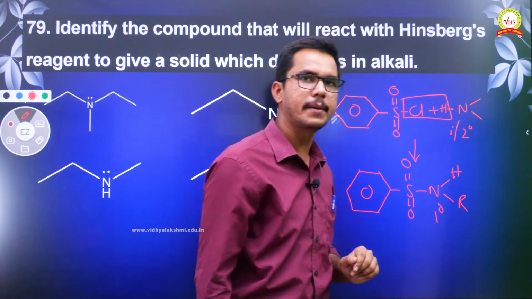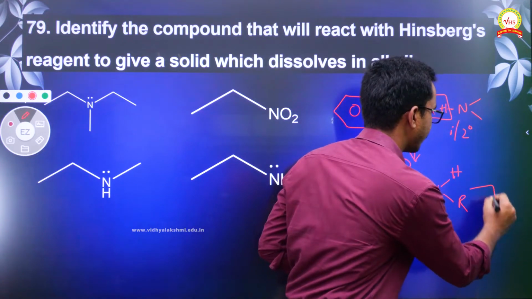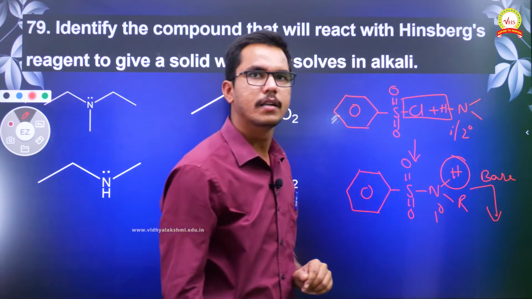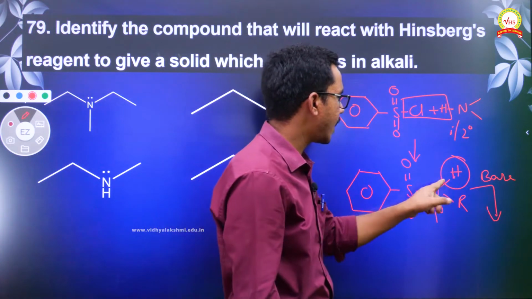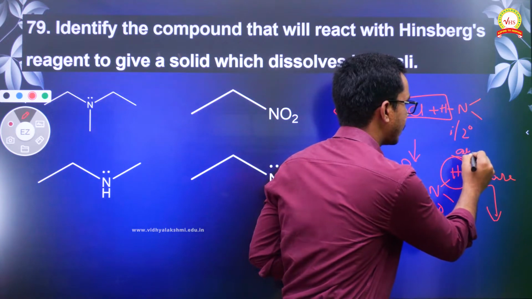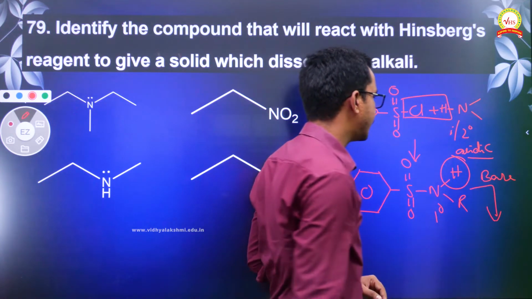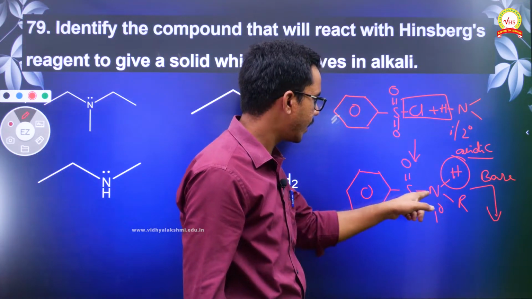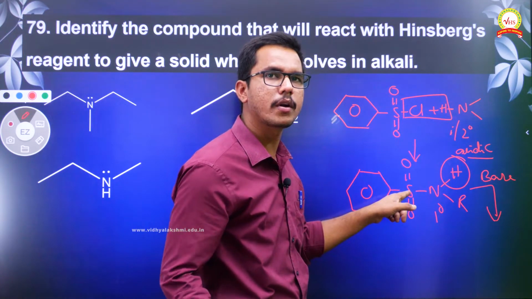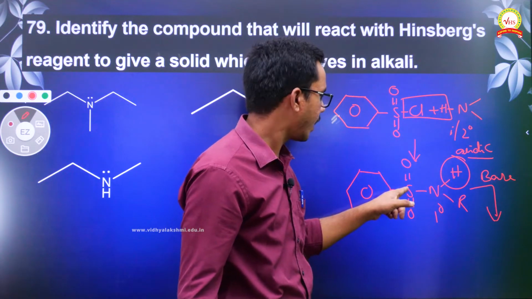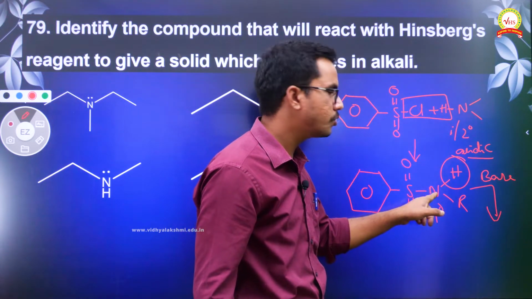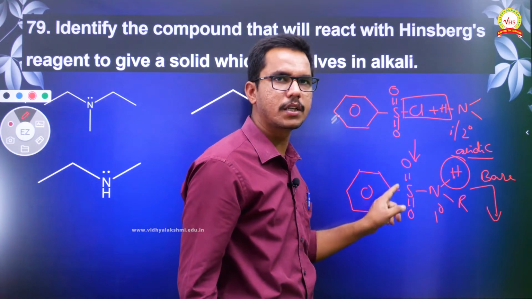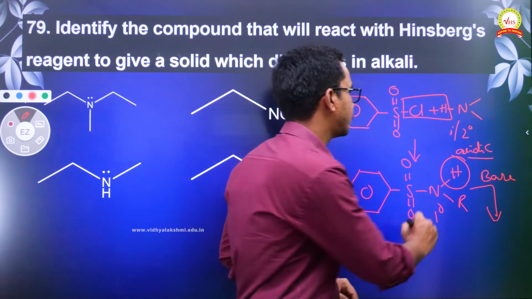In the second step, if you use an alkali base over there, what happens? It reacts with the hydrogen. Why does the base react with the hydrogen? This hydrogen is very acidic in nature. Why is it so acidic? If you see the sulfur next to the nitrogen, it is more electron withdrawing in nature. Therefore, the conjugate base of this acid will be more stabilized by conjugation with the double bonds of sulfur and oxygen.